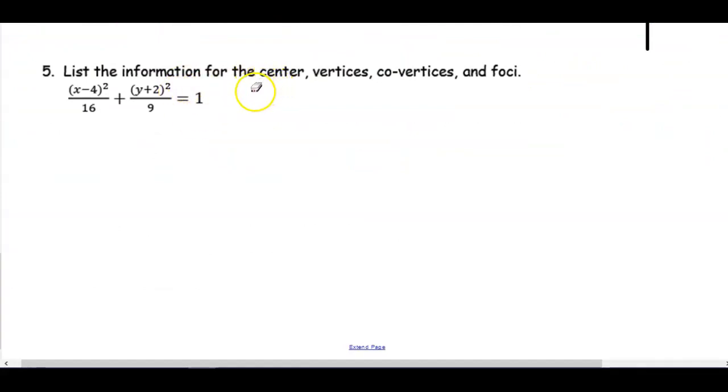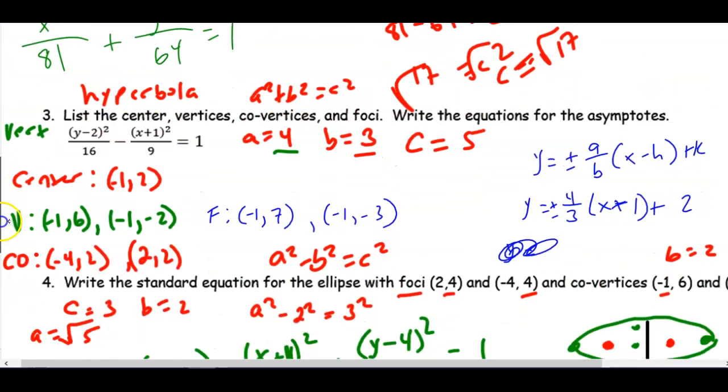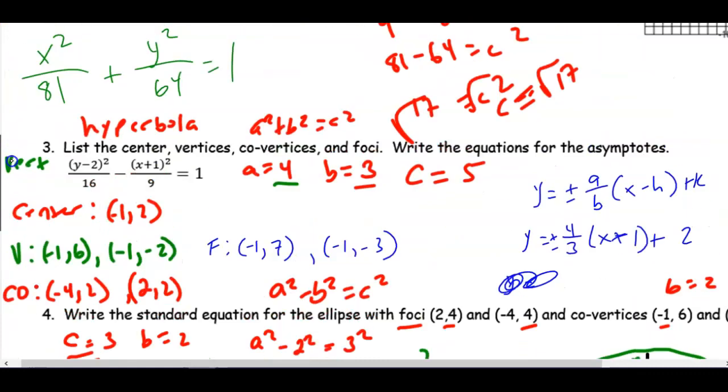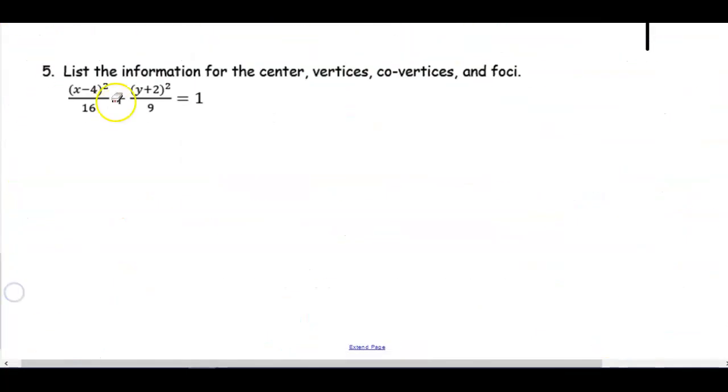That's our standard equation. List the information for the center, vertices, covertices, and foci. Alright, cool. Wait, we didn't just do this one? No, we didn't just do that one. Alright. So center, cool.